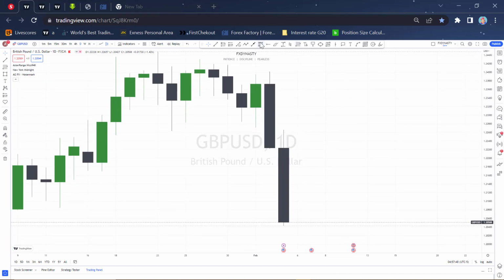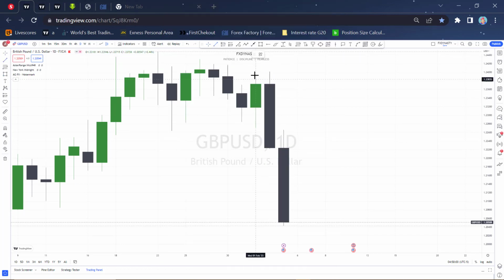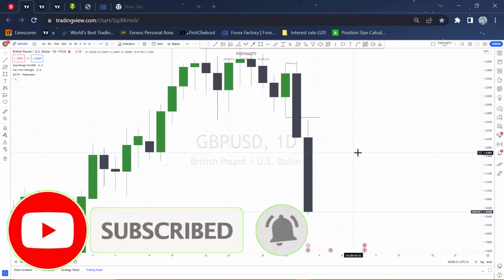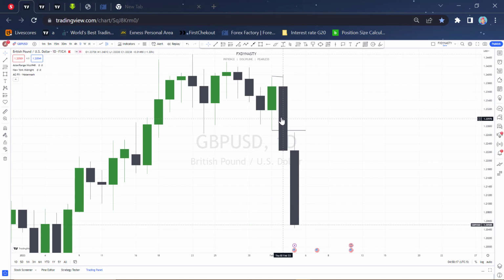So guys, when I came to the chart, I saw this huge bearish candle that was printed on Thursday. If you can see, this candle cleared liquidity on the upside. This candle also broke the previous day's low. If you go down to the smaller time frame, you will see that this is a clear break of structure, meaning that there is potential that price could continue going to the downside.